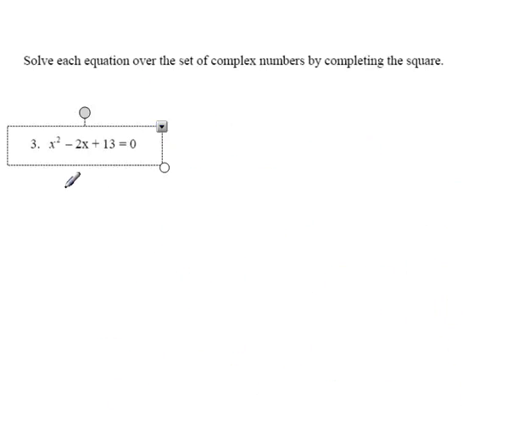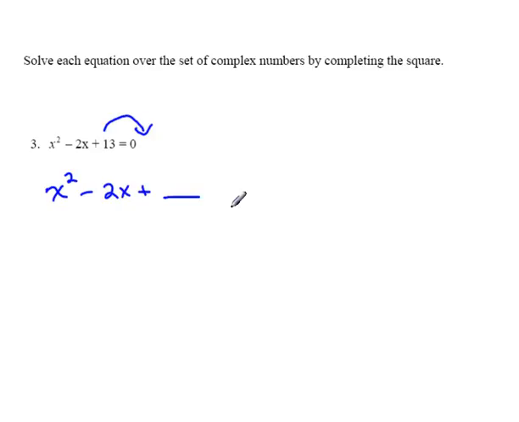Okay, problem number 3. We're also completing the square. This problem is already equal to 0 and has a leading coefficient of 1, so we want to bring the constant over. So this will give you x squared minus 2x. Put your blank so we can complete the square. Subtract the 13 and put your blank on this side.